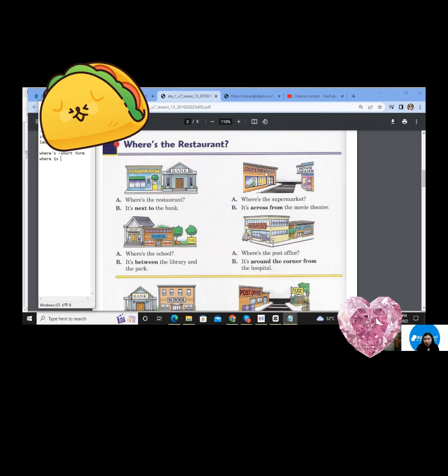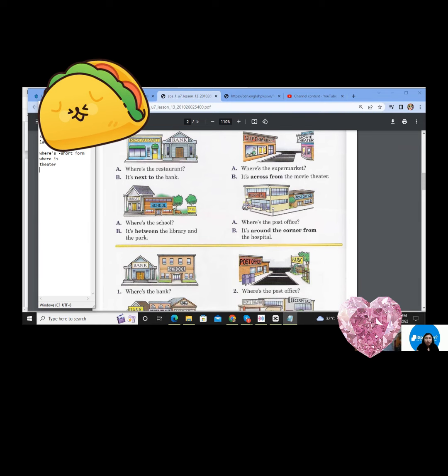Okay, so here we have the supermarket. Look at the picture here. Here the supermarket and we have the movie theater. Okay, A. Please read. Where's the supermarket? It's across from the movie theater. This one is the road, and the supermarket is across from the movie theater. When we say across, it's a preposition. Okay, next to and across from.